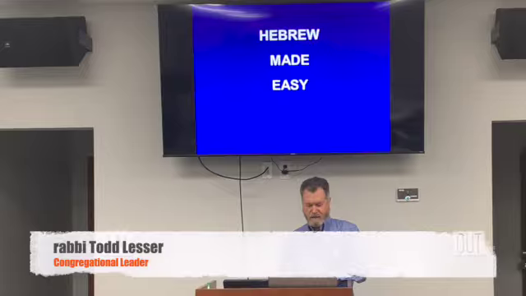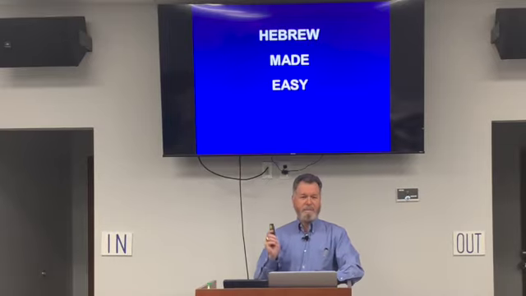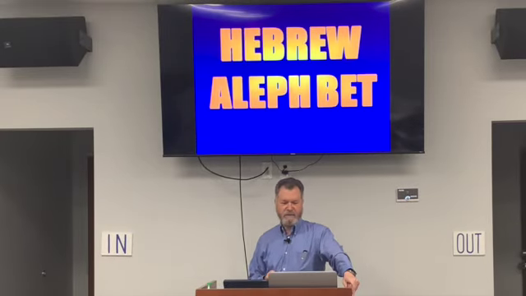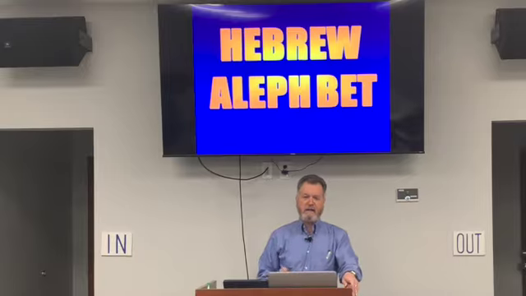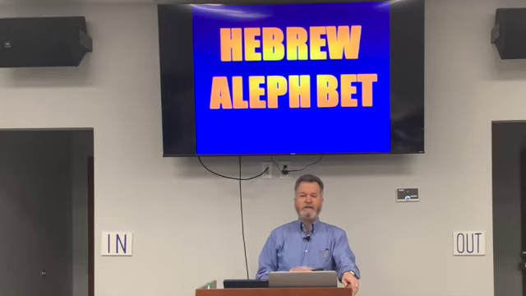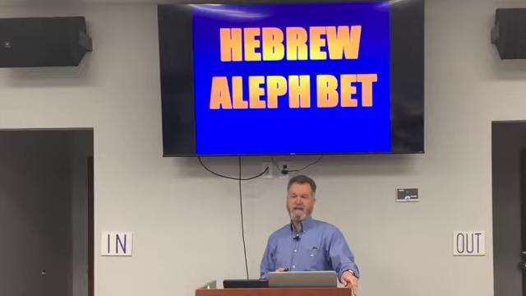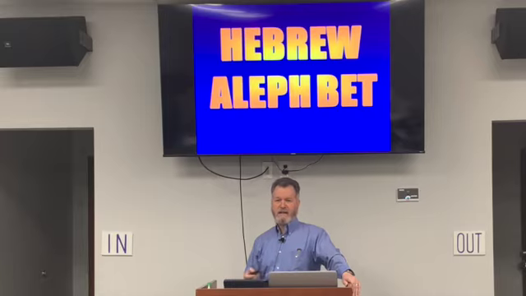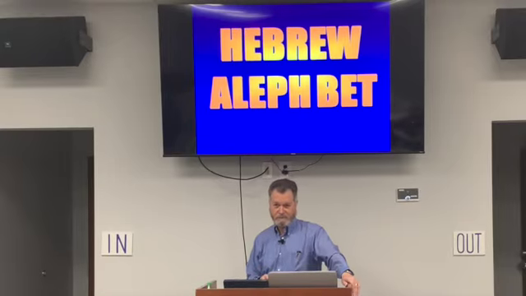All right. The name of the class is Hebrew Made Easy. Okay, very good. So we have the Hebrew alphabet. How many letters in the Hebrew alphabet? 22. And that means Psalm 119 has how many verses? 22 times 8, or 176.